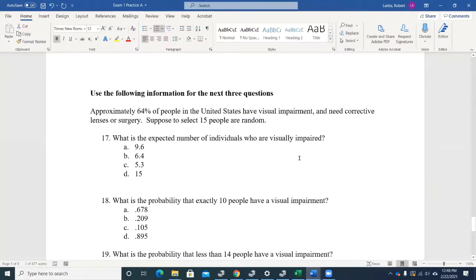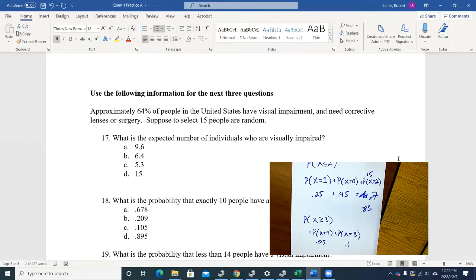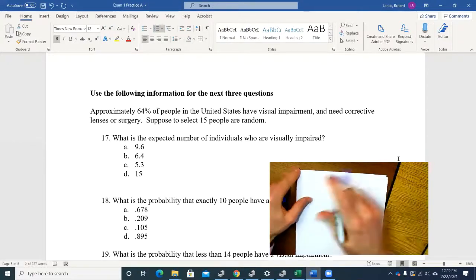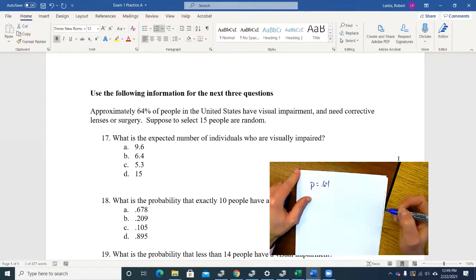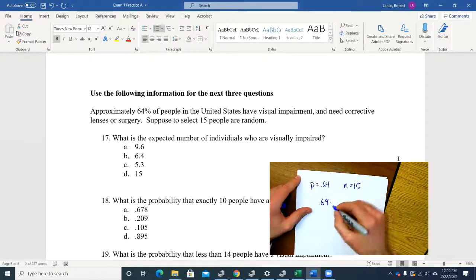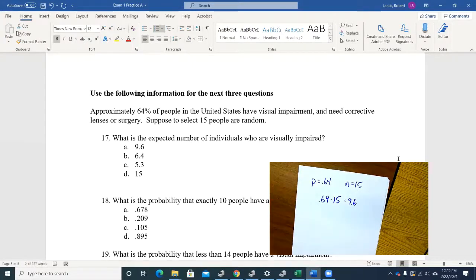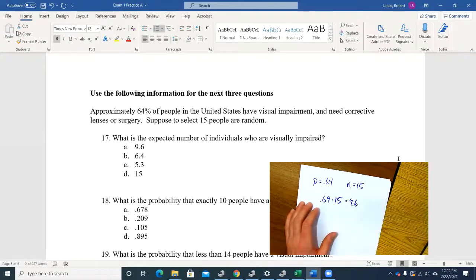I said my probability of success for any one person would have been 64%, so that probability would be 0.64. I'm looking at 15 people, so it's simply 0.64 times 15. I'm going to tell you right now, I'm not even doing the math in my head. I know this is 9.6 just from the given answers. Because if 64% of people usually have a visual impairment, if I asked 100 people, how many would have a visual impairment? 64, right? You did 100 as your n times that probability of success of 0.64.